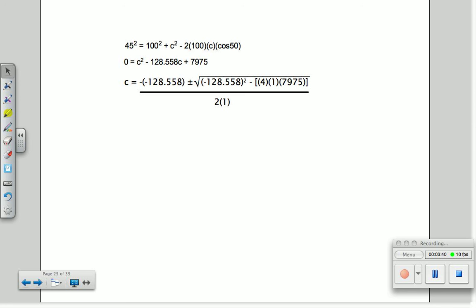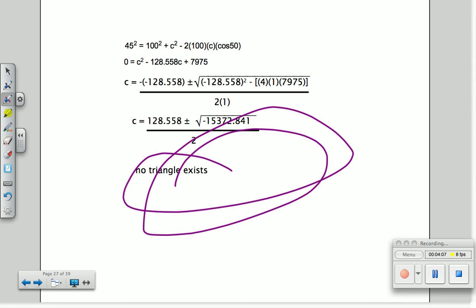Then, solve for C by using the quadratic formula, so C equals the negative of negative 128.558 plus or minus the square root of negative 128.558 squared minus 4 times 1 times 7,975 all over 2 times 1. When simplified, the equation becomes C equals 128.558 plus or minus the square root of negative 15,372.841 all over 2. It is then found that no triangle can exist because the square root of a negative number is not a real number.